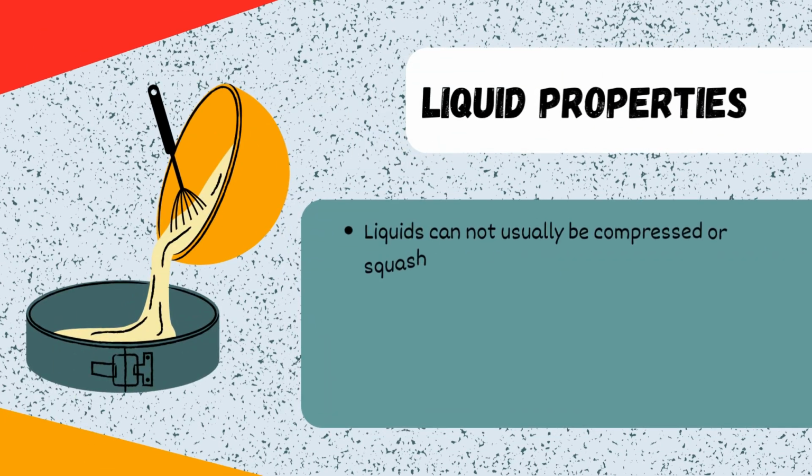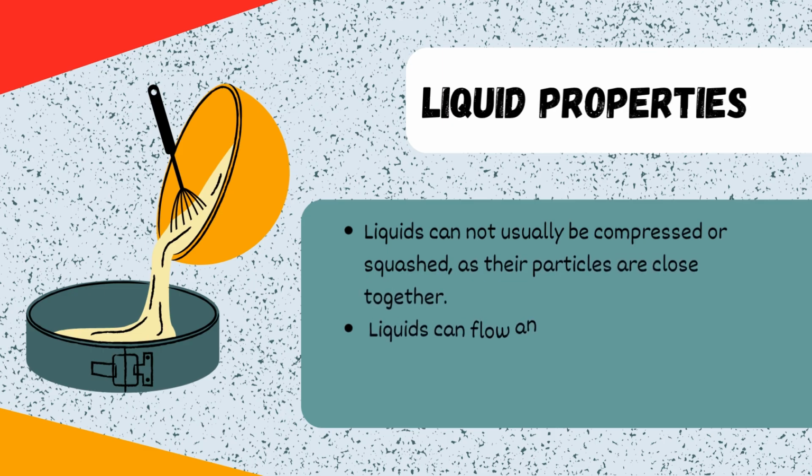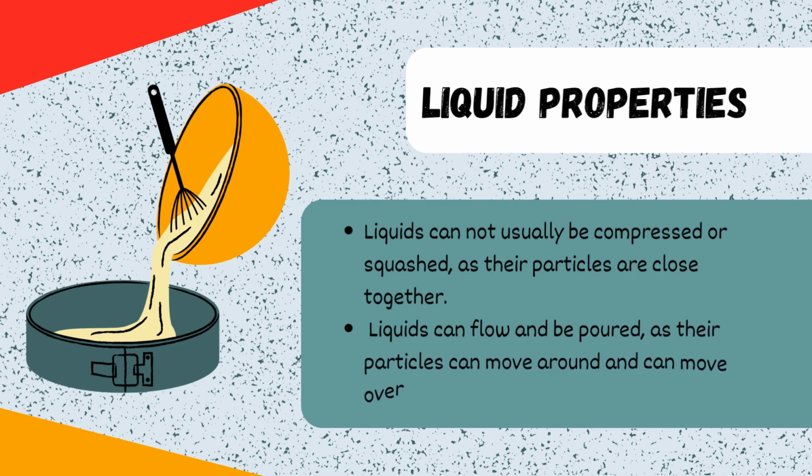Here are some properties of liquids. Liquids can't usually be compressed or squashed as their particles are packed closely together. The second property of liquids is that liquids can flow and can be poured from one container to another, as their particles can move around and move over each other, so liquids flow easily.